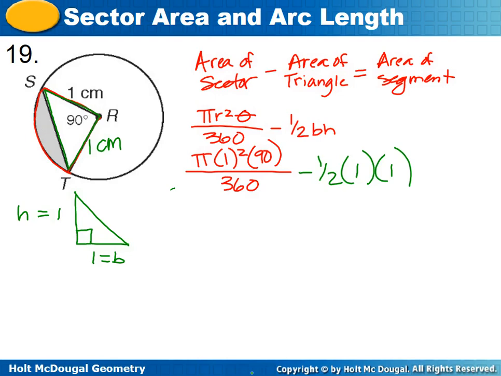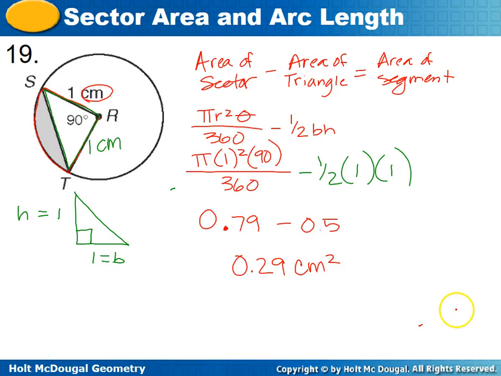So when I do the multiplication of pi times 1 squared times 90 divided by 360, I get 0.79 here. And when I take 1/2 of 1, because 1 times 1 is 1, that's going to be 0.5. So when I subtract 0.5 from 0.79, I get 0.29. And my unit is centimeters, so the answer is going to be centimeters squared. So that's how we do number 19.